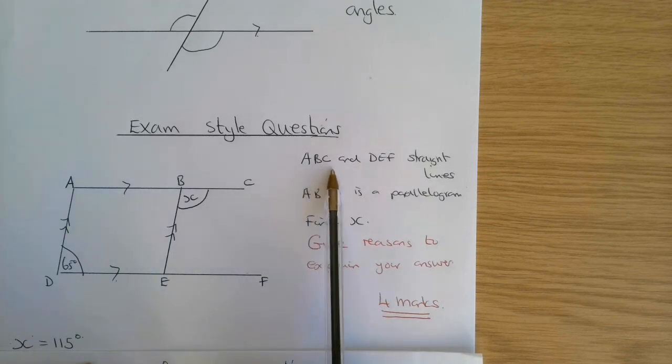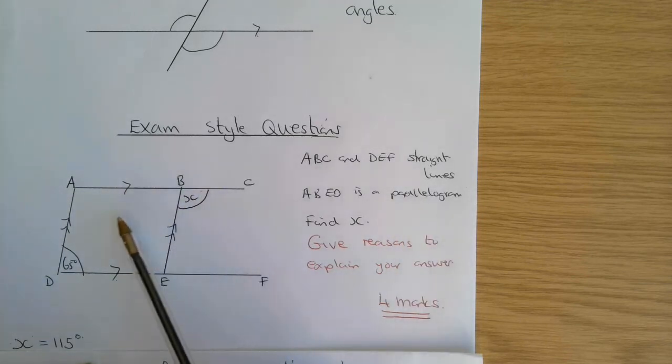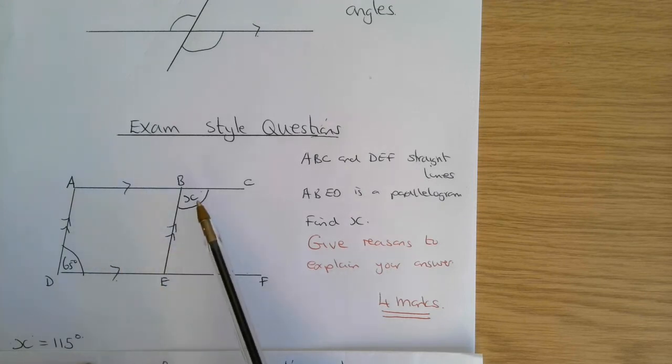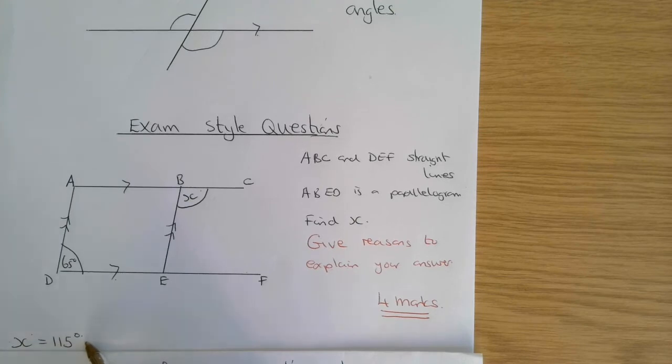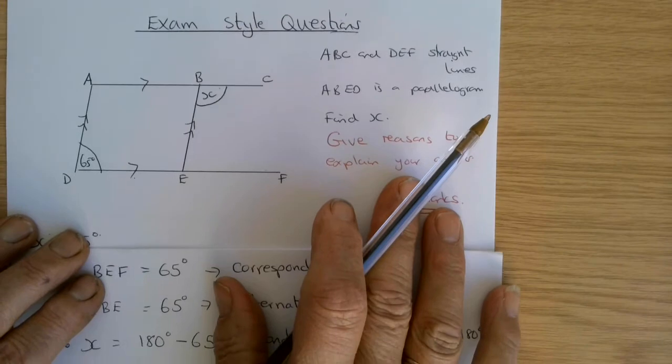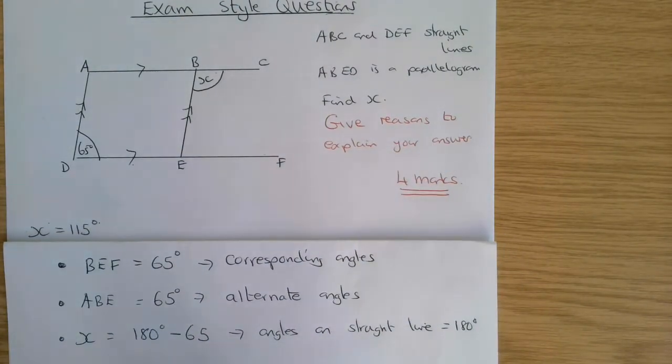They're telling us ABC and DEF are straight lines. ABDE is a parallelogram. Find X. Give reasons to explain your answer. Well, I actually know what the answer is, but that would not get me 4 marks. They've asked for reasons to explain your answer. So I have worked it out for you to show you exactly how I would do it.